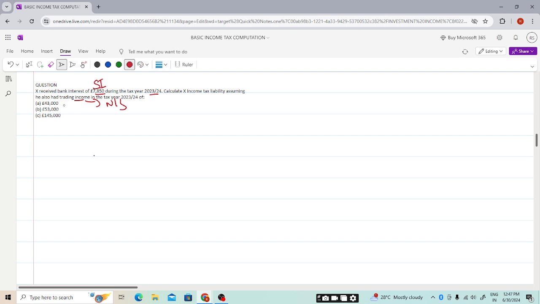First situation is 43,000 of trading income. Second situation is 53,000 and third situation is 145,000. So we'll be solving it.